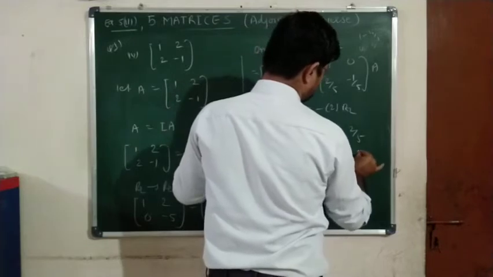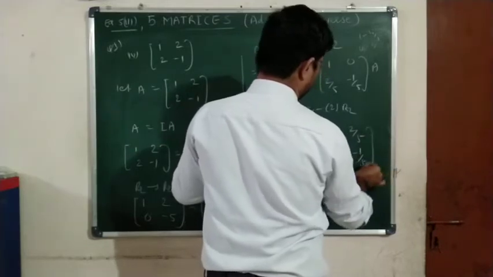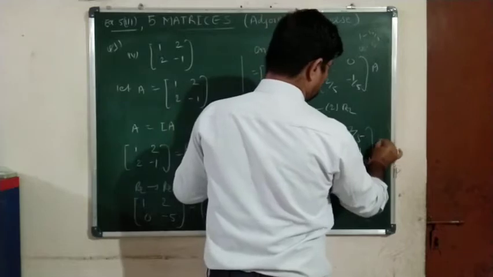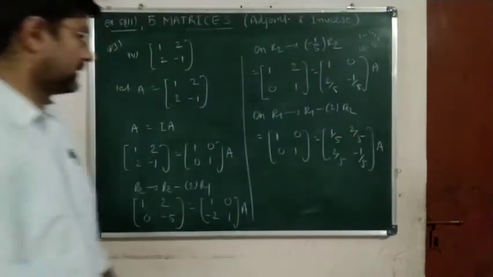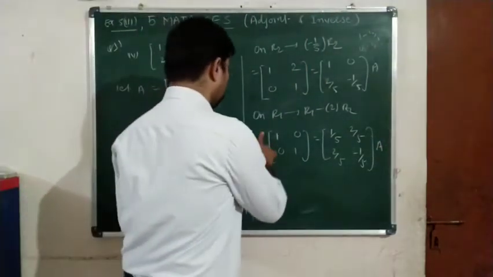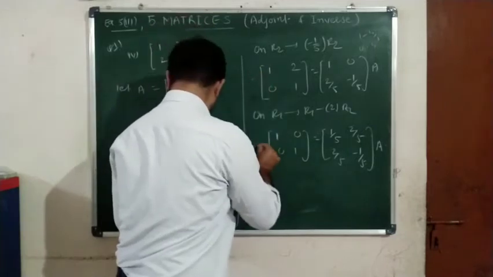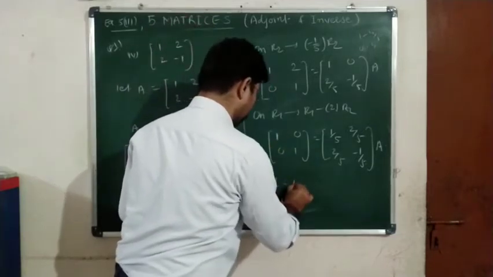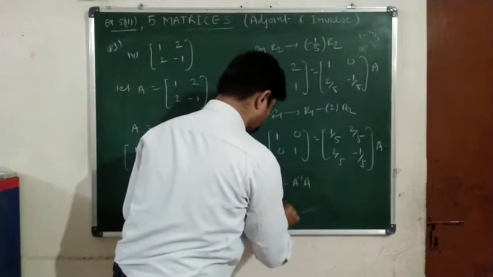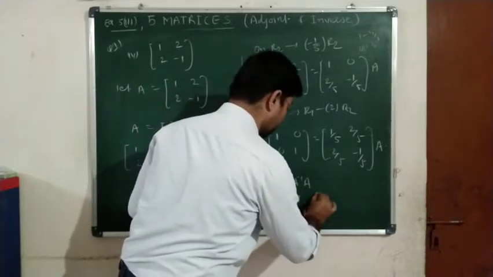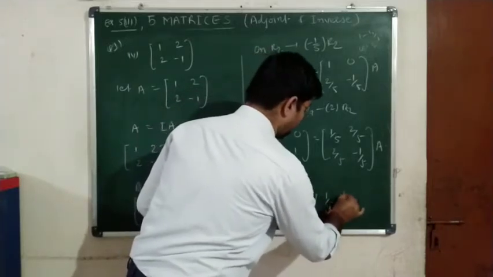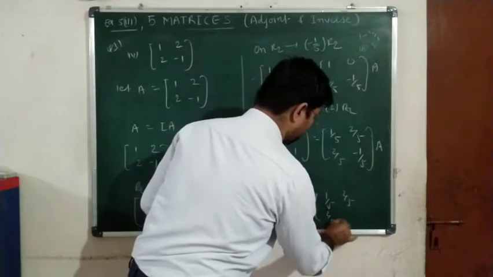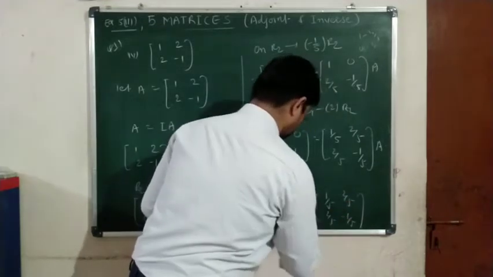Then 2/5 and minus 1/5. Here, so this is the required inverse. Therefore I is equal to A inverse into A, and therefore A inverse is equal to [1/5, 2/5; 2/5, -1/5]. Okay.